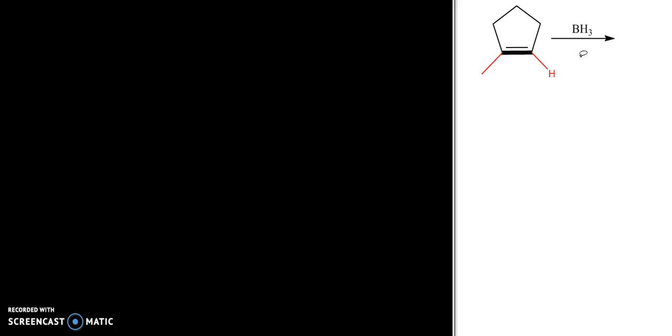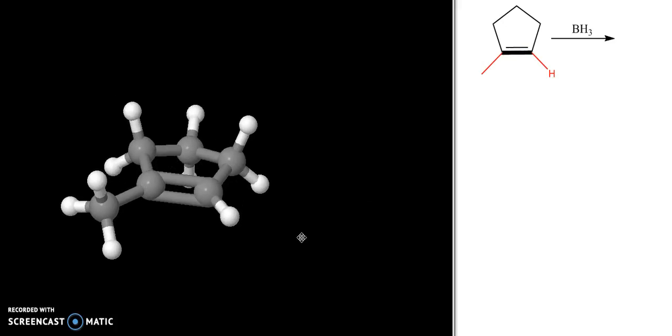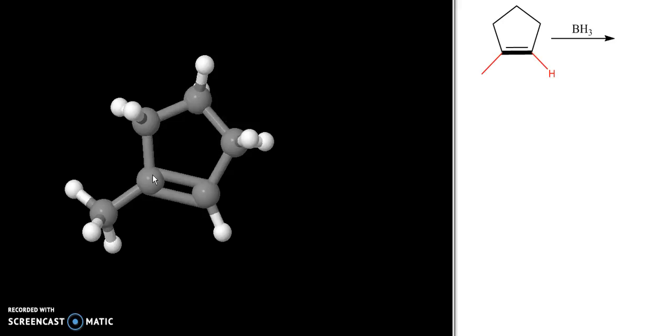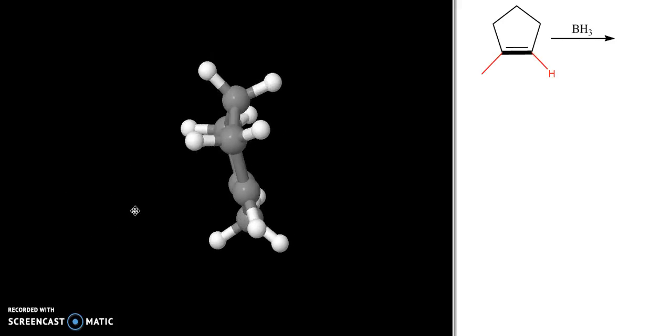And before we look at what the BH3 does with this double bond, we can look at a three-dimensional model of our alkene reactant. So this is our model. You can see the five-membered ring, the alkene portion with a double bond, the methyl group coming off of it, and you can see that the two carbons in the alkene double bond are sp2 hybridized. They are planar.